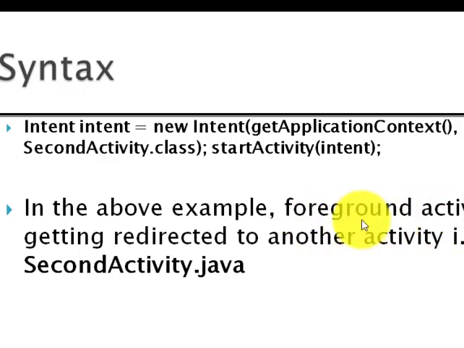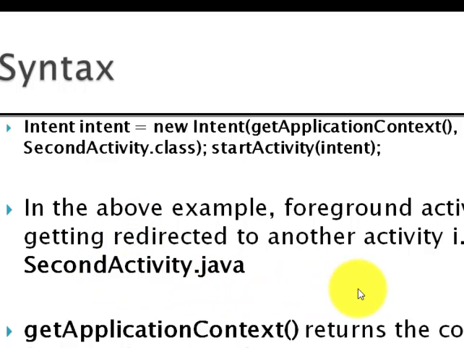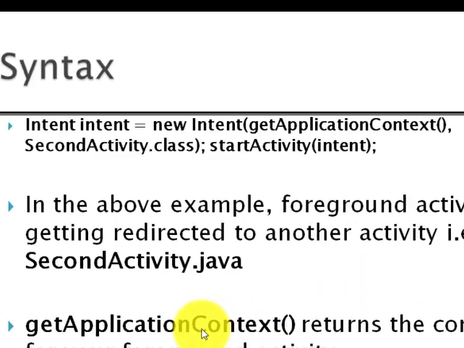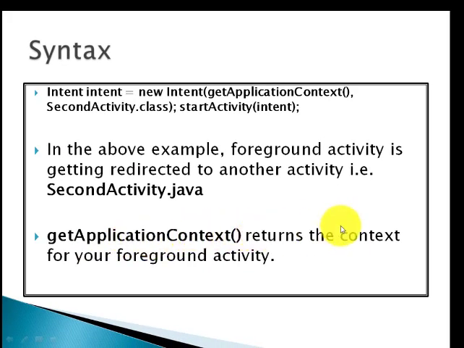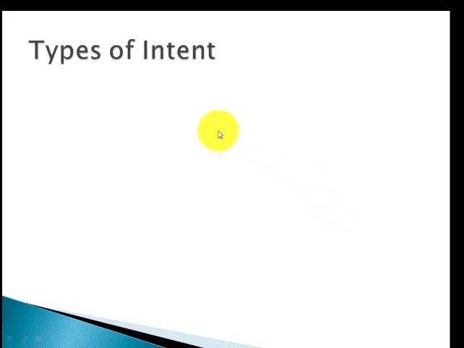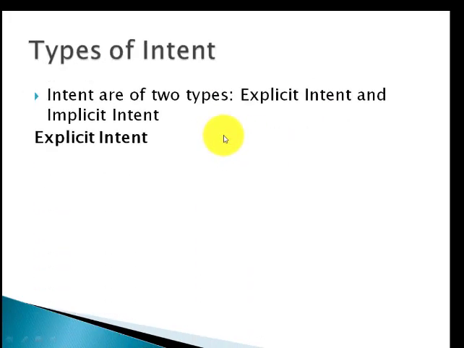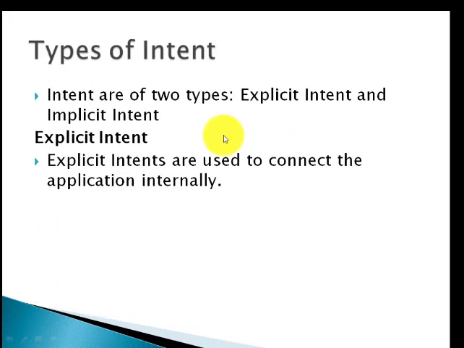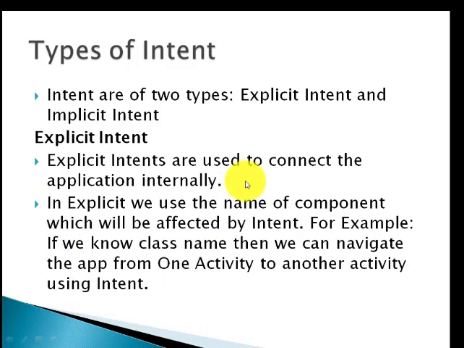In the above example, the foreground activity is getting redirected to another activity, that is your SecondActivity.java. Why? Because a .class file is created using a .java file. getApplicationContext will return the context for your foreground activity. This is the purpose of the getApplicationContext method. Now there are two types of intent. First is your explicit intent and second is your implicit intent.